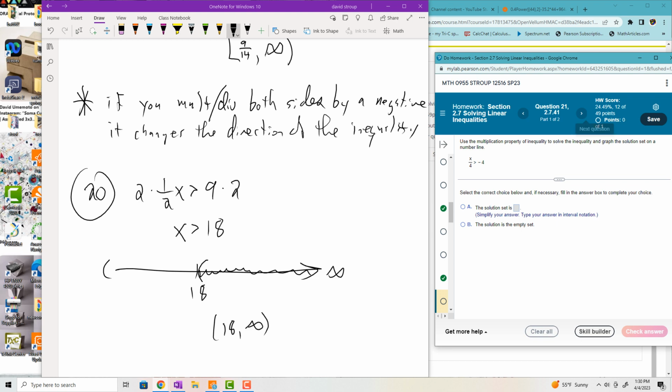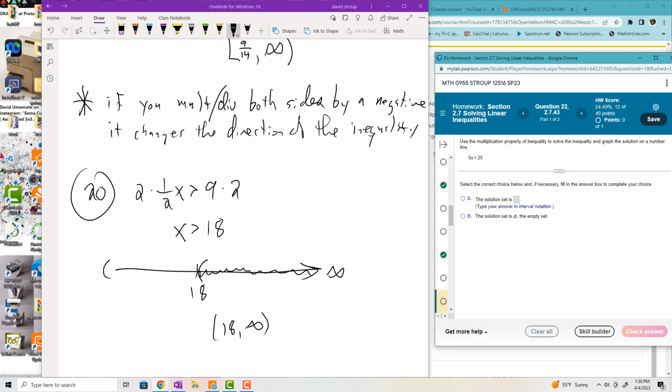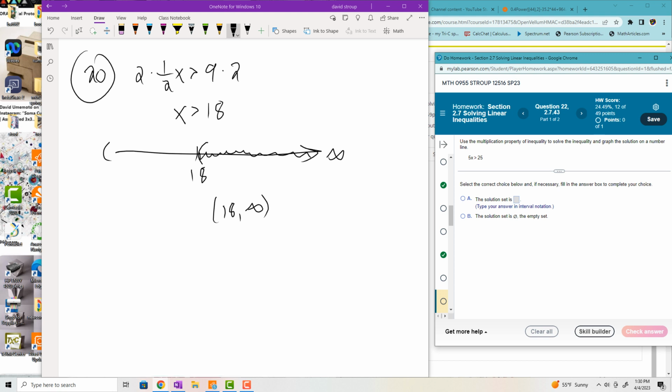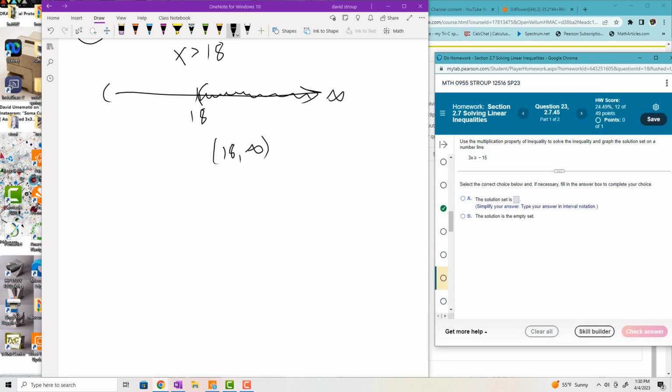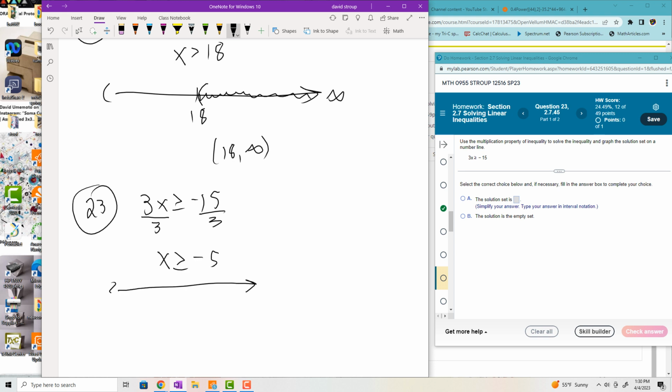Okay, same deal here, just multiply both sides by 4. Here, now you're dividing instead of multiplying, so you divide both sides by 5. Divide both sides by 3. Okay, so let's compare and contrast number 23 to number 24. So number 23, we have 3x greater than or equal to negative 15. And to solve for x, you divide both sides by 3. So you end up with x greater than or equal to negative 5.